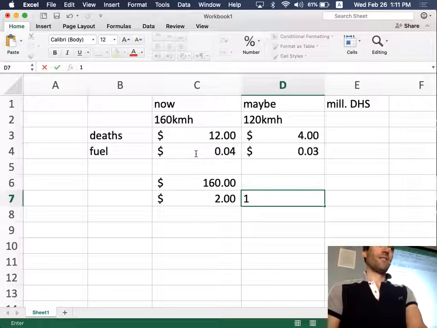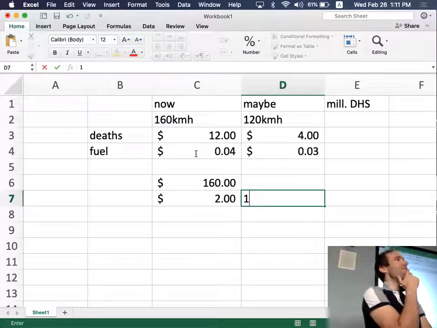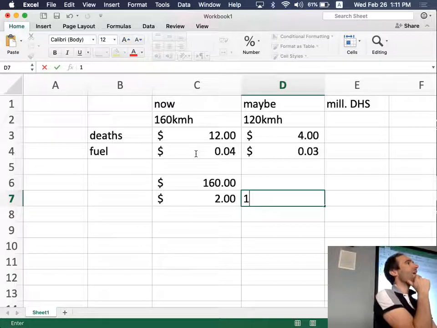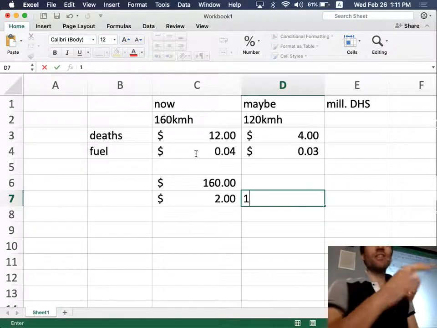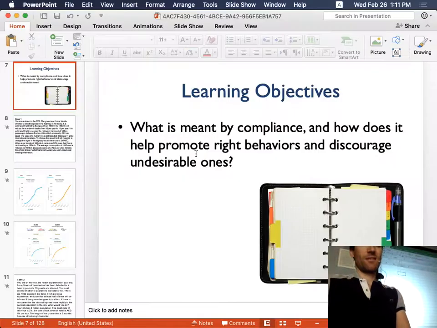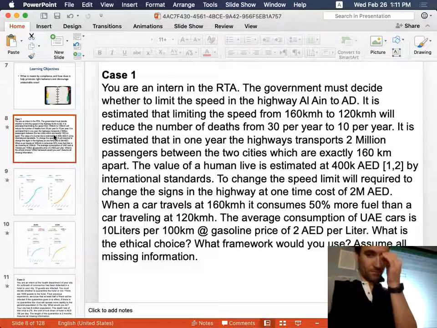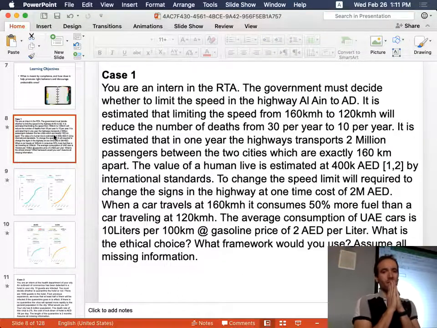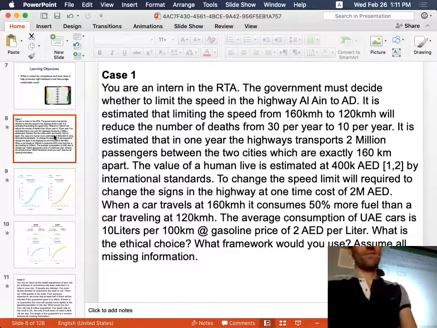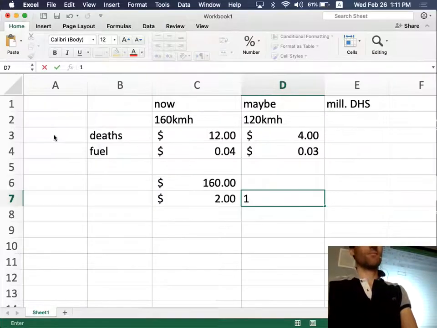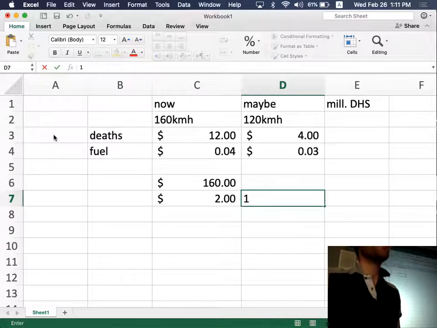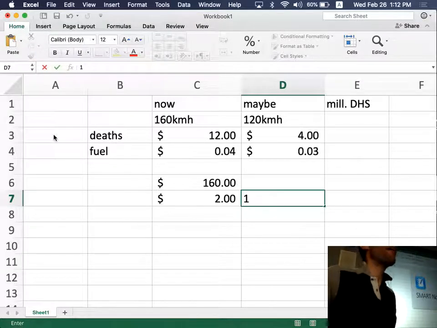For 1 liter, we spend 2. For 100 kilometers. Every 10 kilometers, is that what it says? No, it says 100 kilometers. For every liter, there's 2 dirhams. And so for every 10 liters, there's 20 dirhams. Perfect. Because it's so complicated, I'm going to pull up the magic pen.